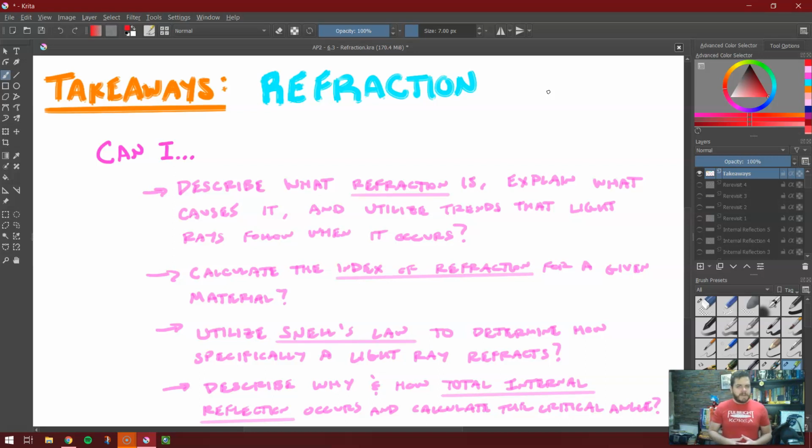Can we calculate the index of refraction for a given material using the equation n is equal to c over v? Can we utilize Snell's law, n1 sine theta 1 is equal to n2 sine theta 2, to determine how specifically an incoming light ray will refract through a material? And lastly, can we describe why and how total internal reflection occurs and calculate the critical angle for which that will occur, keeping in mind that that will only happen when we're going from a material with a higher index of refraction to a lower index of refraction.